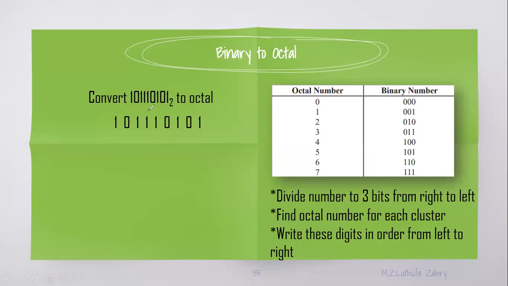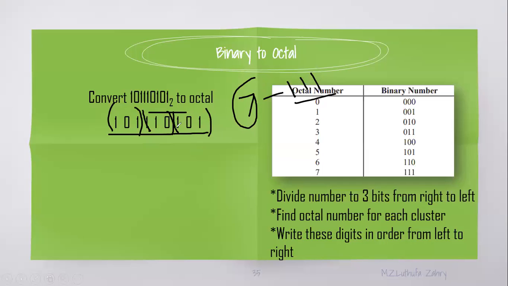Convert 101110101 to octal. What you have to do is first write the number and then divide it into 3-digit clusters. 3-digit clusters. Did you get that? I said 7 has 111. So the largest number 7 has 3 bits. That is why we are also dividing it into 3 bits. 3-digit clusters. Then for each cluster, you are going to find the octal number.